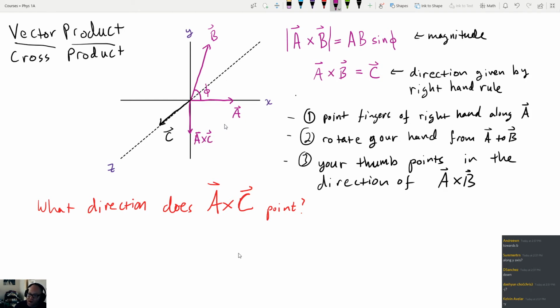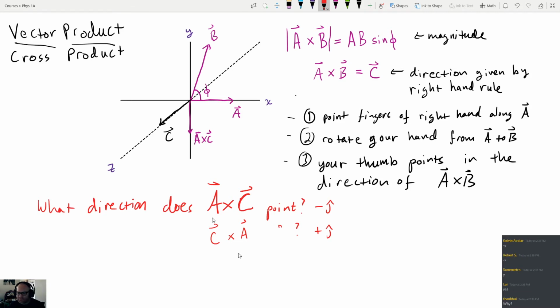Can anyone tell me really quickly, I'm going to ask a question, answer as fast as you can. What direction does C cross A point then? It's positive y, right? So C cross A would be positive. Because you just do it the other way, right? You go from C to A, and your thumb points up, right? Okay. Do you all understand?